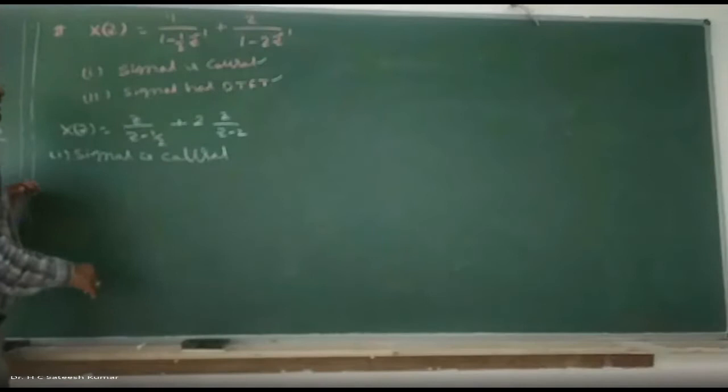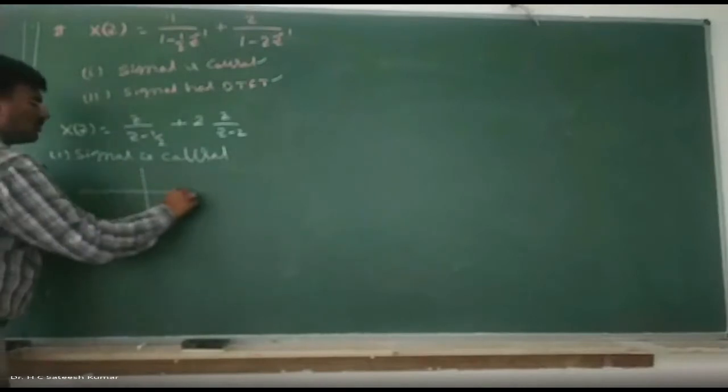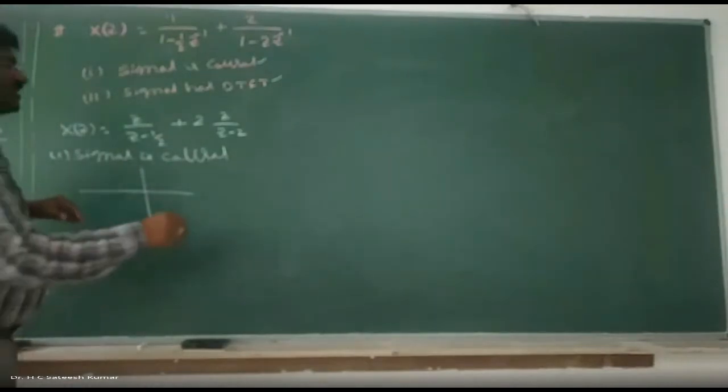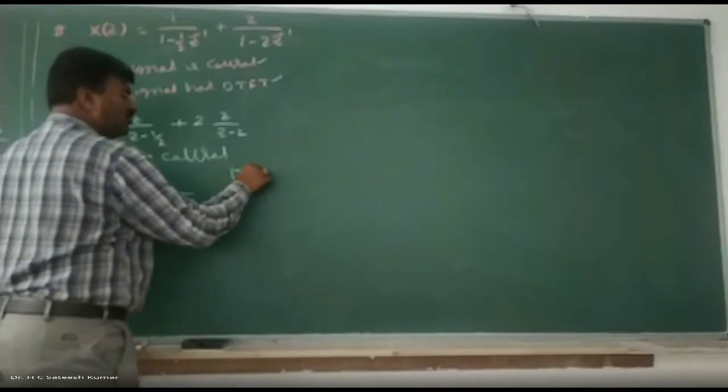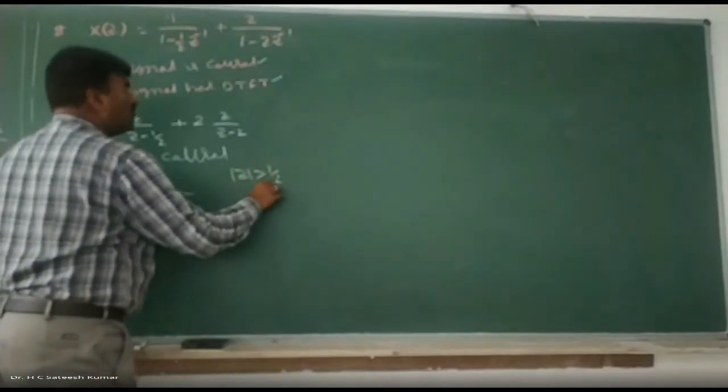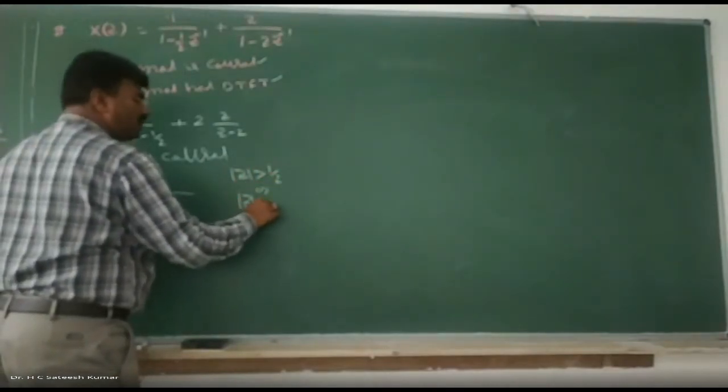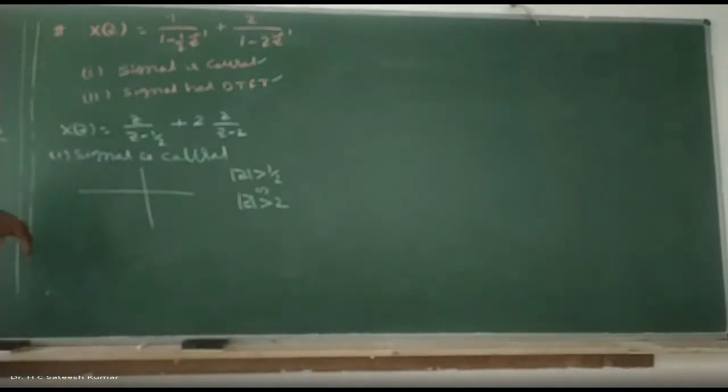what is it that we have? It is a right-handed sequence. Therefore, ROC should be what? Either mod z greater than half, or mod z greater than 2. Any one of them we should do. Okay, right. Which one should you take?